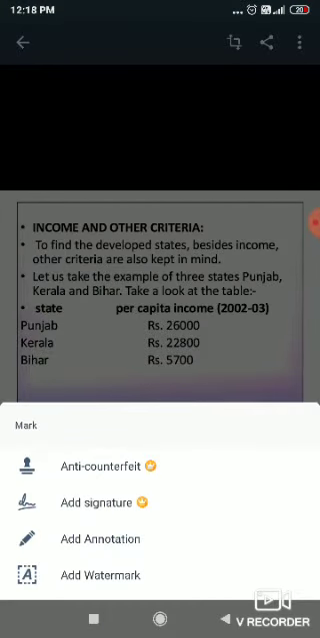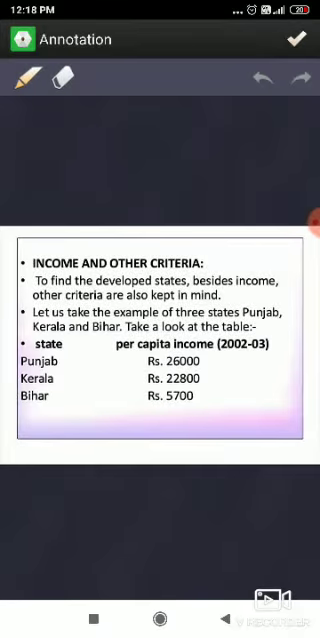Income and other criteria. Now we are going to look at income and other criteria. To find the developed state, besides income, other criteria are also kept in mind. So let us take the example of three states, Punjab, Kerala and Bihar, and look at the table. On one side we have the names of the states, and on the other side per capita income, and this data is of 2002-03.